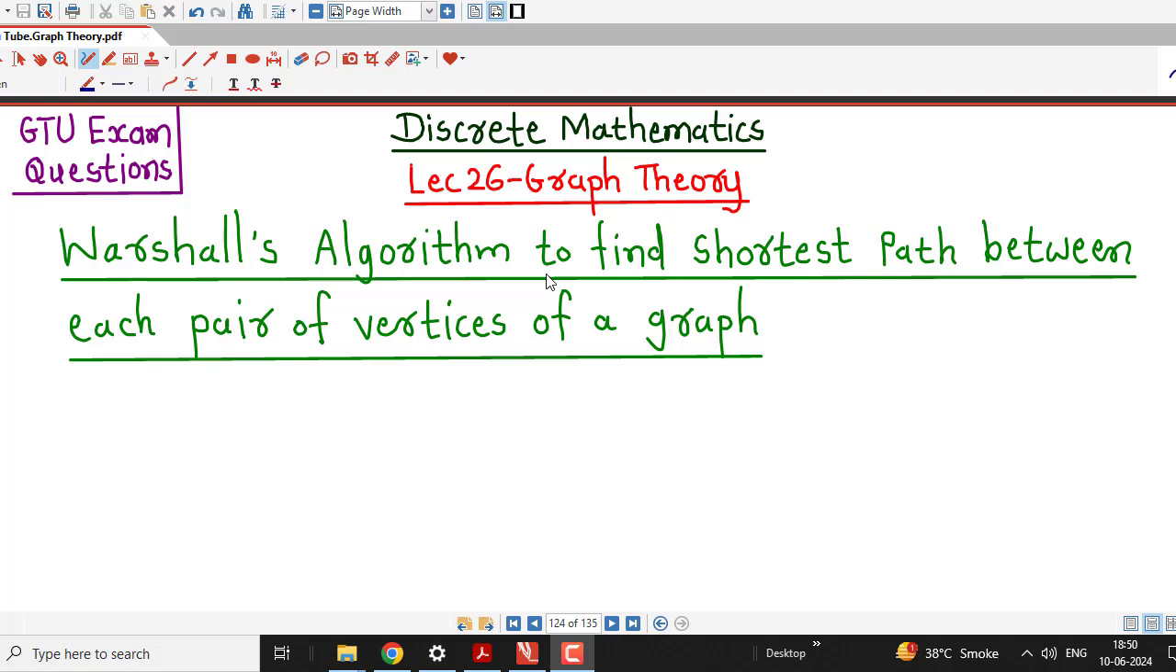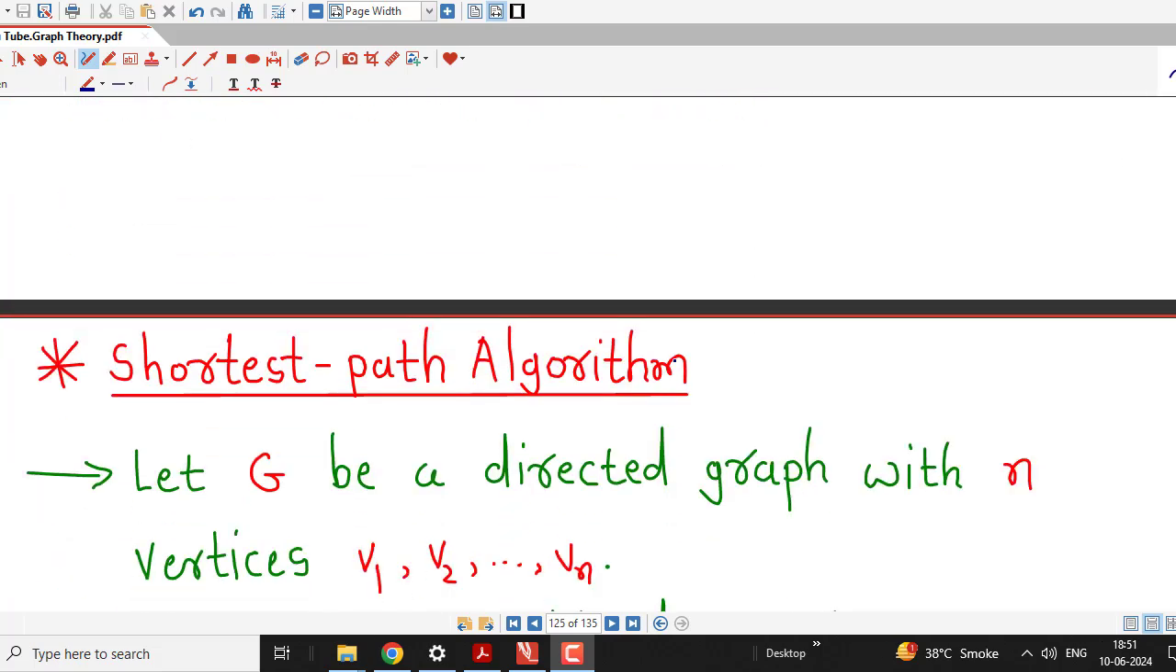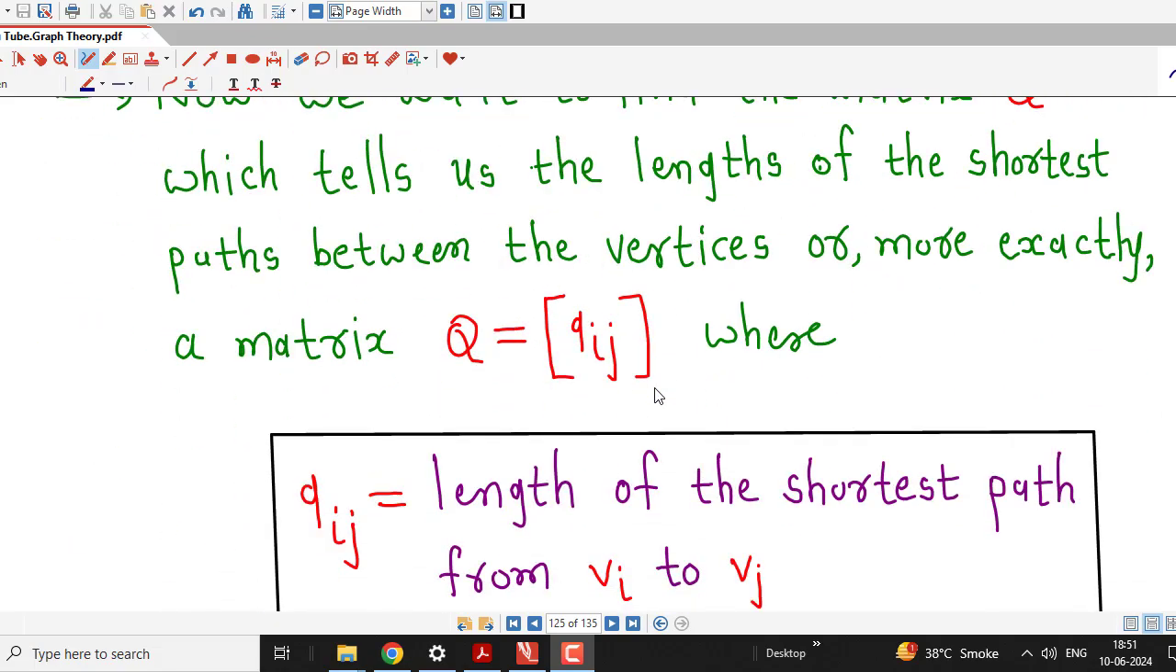In this lecture also we are going to discuss Warshall's algorithm. In lecture number 25 we discussed Warshall's algorithm to obtain the path matrix for a given graph. Here we are going to discuss Warshall's algorithm to find the shortest path between each pair of vertices of a given graph. So we will discuss this algorithm for shortest path with the help of an example.